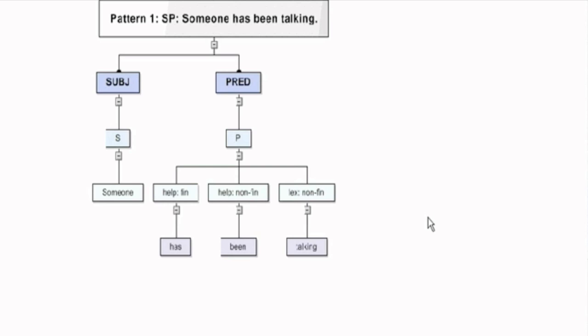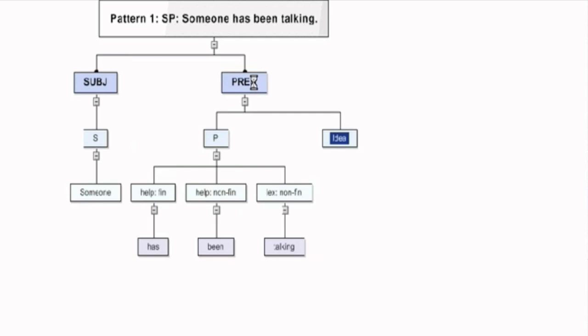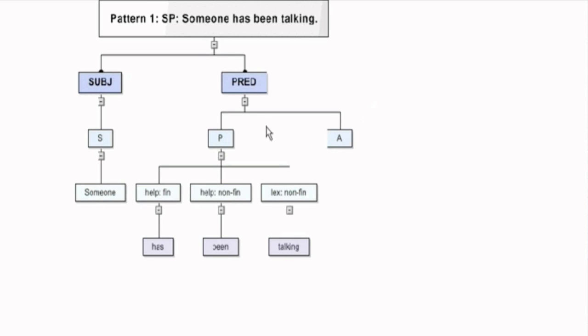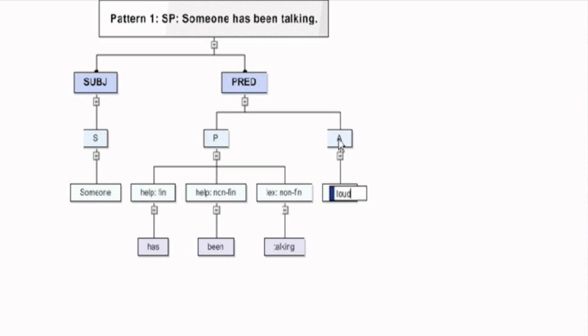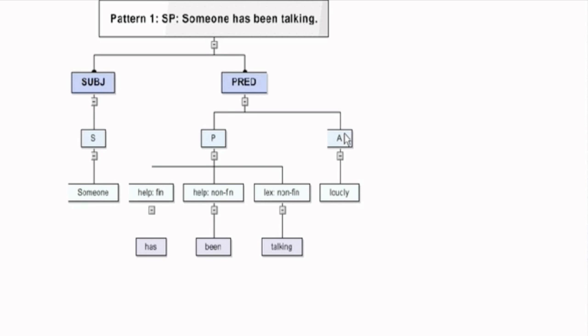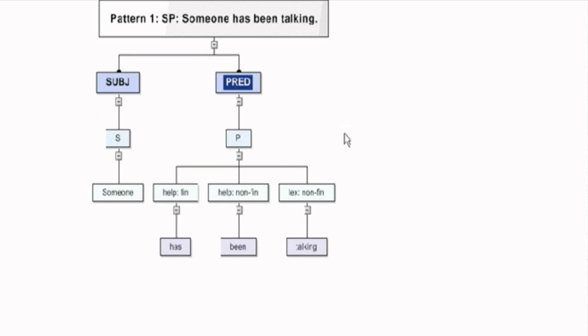We could have had an adverbial here. We could have said "someone has been talking loudly," and if we'd had "loudly," then we would have had an adverbial here, a predicator and an adverbial in the predicate. But in that case, the adverbial would have been an optional element, and that's not included in this particular example. So this is the phrase structure tree for pattern 1.